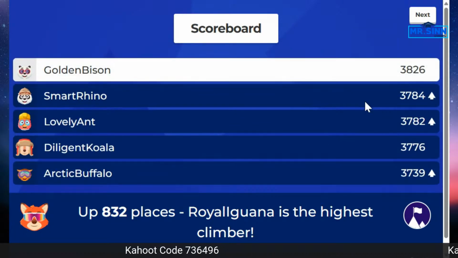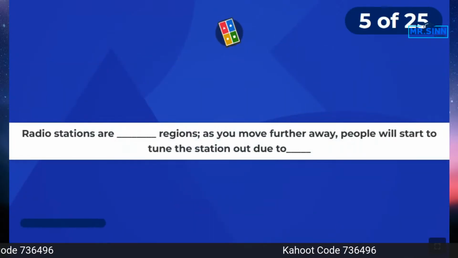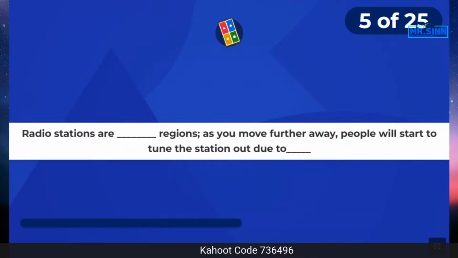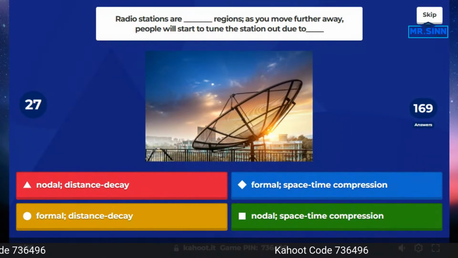All right, what do we got? Golden Bison in the lead. Props there. Question 5. Radio stations are blank region. As you move farther away, people will start to tune the station out due to what? We've got a couple different concepts happening here.